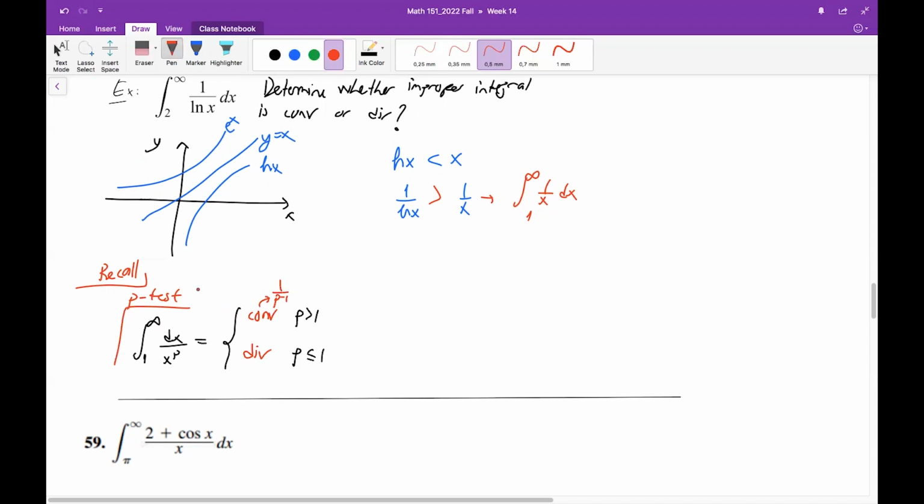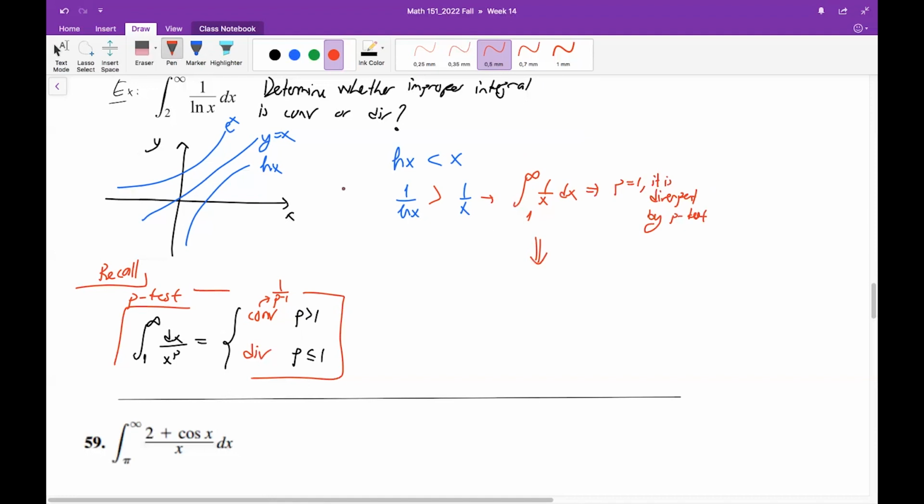Okay, now we can use it directly. Turn back to our example. Here, what is p? What is the power of the denominator? Obviously, p is 1, so we are in this case, right? So the given improper integral is divergent. It is divergent by using which test? By using this test here, the p-test.